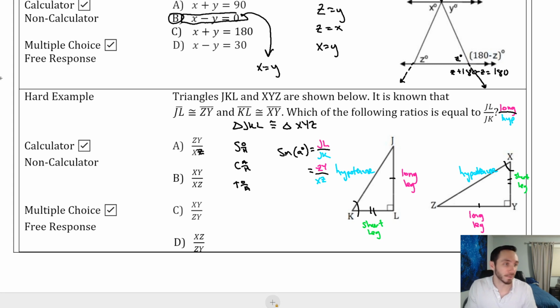So you can see I kind of made a mistake, but I will fix it for the document. Which of these is ZY over XZ? We have ourselves a winner at choice A. Thusly ending our SAT review.